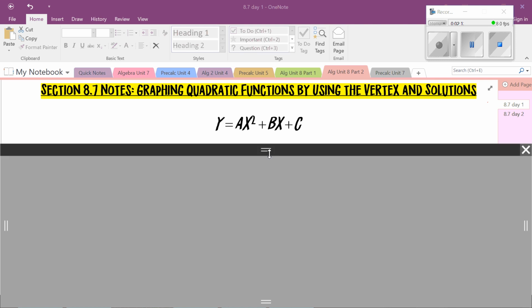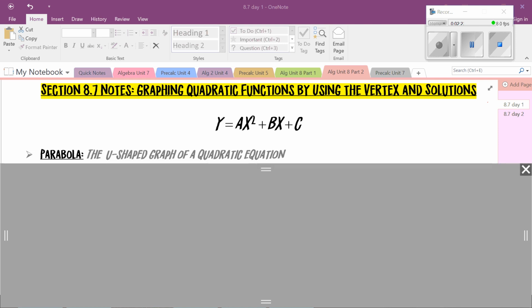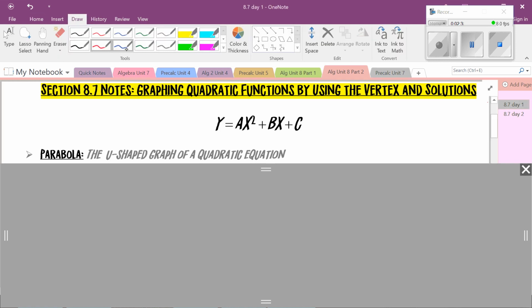Okay, now when you graph a quadratic equation or quadratic function, you get something called a parabola. So go ahead and write this down. A parabola is a U-shaped graph of a quadratic equation. And it's parabola, so the accent is on the second A. A parabola is a U-shaped graph that happens when you plot the points of a quadratic function.